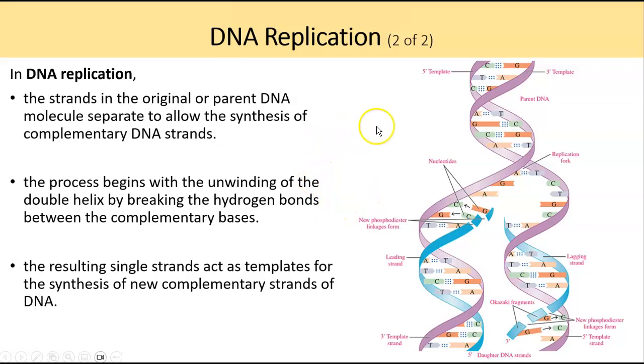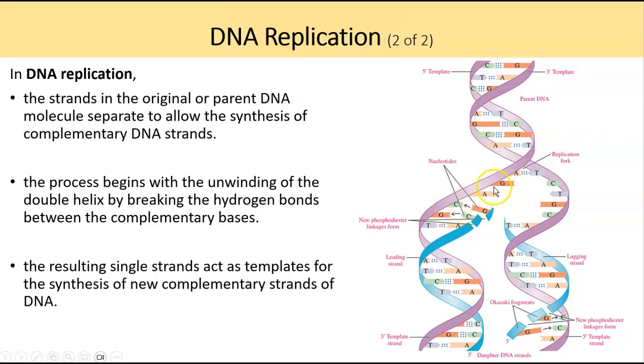Okay, so this is what happens in DNA replication. Number one, the strands in the original parent DNA molecule will separate. That happens by unwinding the double helix. Unwinding occurs by breaking those hydrogen bonds between the complementary bases.